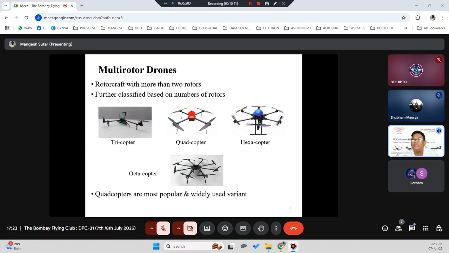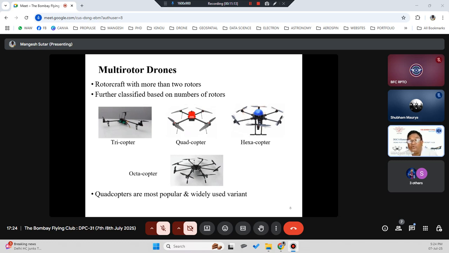Why are agriculture drones made as hexacopters? Because the tank is 10 kg, 12 kg, 16 kg, and that weight needs to be pulled. How will that weight be pulled? By adding more propellers. That's why you will see agriculture drones are hexacopters, whereas surveillance drones will always be quadcopters, because their weight is very less. Hardly a small camera of 1 kg or 2 kg. So not much weight is required, and a quadcopter can easily manage.